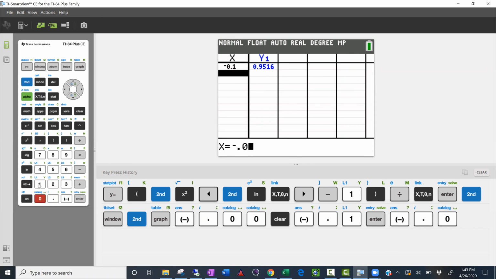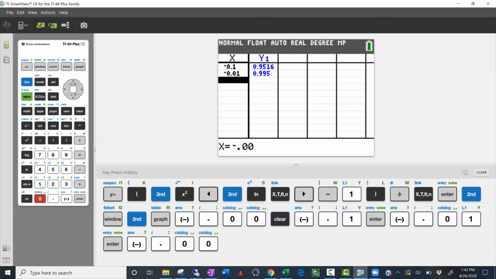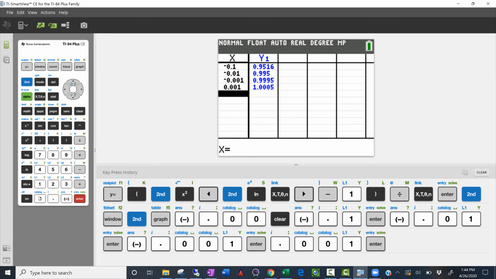Negative 0.1, negative 0.01, negative 0.001. So getting pretty close to 0 from the left. And then close to 0 from the right, 0.1, 0.01, 0.001. And then move farther away so we have a nice symmetric spread around 0.